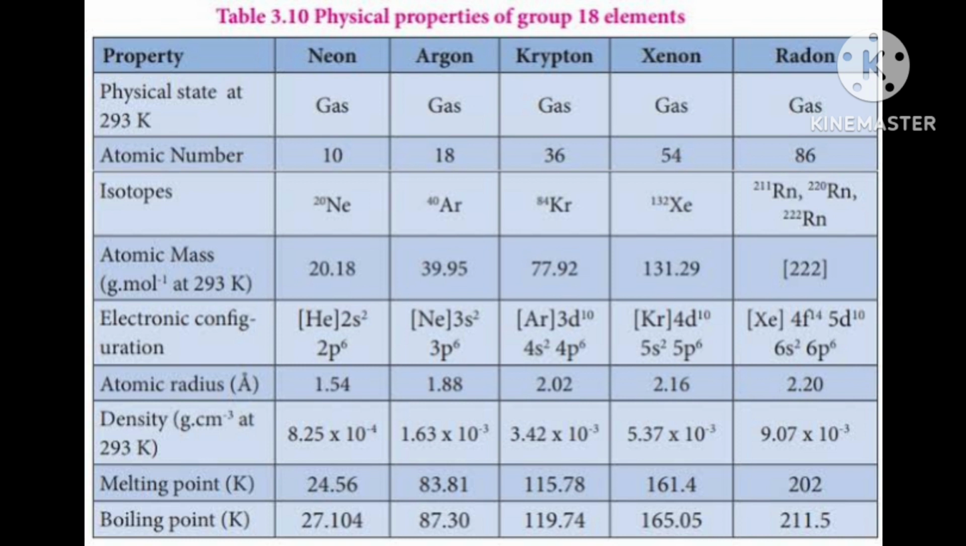Now, I am telling about physical properties of noble gases or group 18 elements. All the noble gases are monoatomic. Remember, these noble gases are the only gases which are atomic, monoatomic. Otherwise, all gases are di or triatomic. Only noble gases are monoatomic gases. All are gases. Group 18 elements are gases. Question is asked.